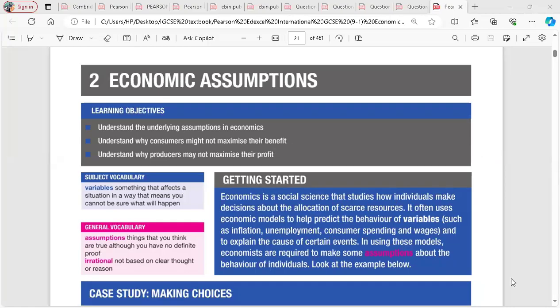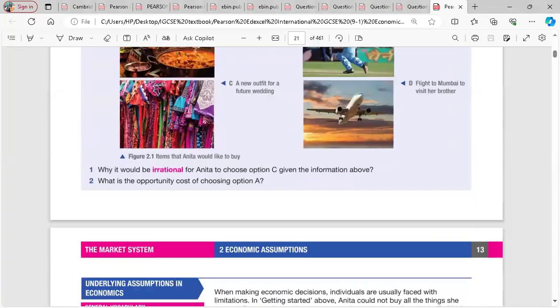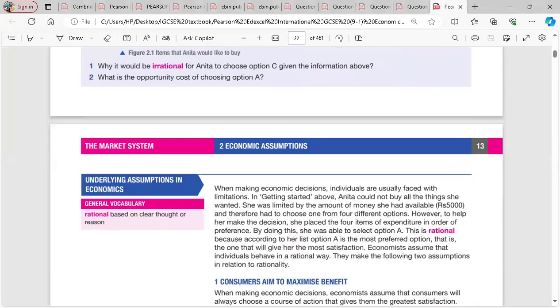Economic assumptions. Economists try to find a way of solving problems. They try to make economic decisions. If these decisions have to be made, we have to make them on assumption. When we talk about assumption, we're talking about how rational you are or how irrational you are. And to talk about rationality, basically we're talking about satisfaction.